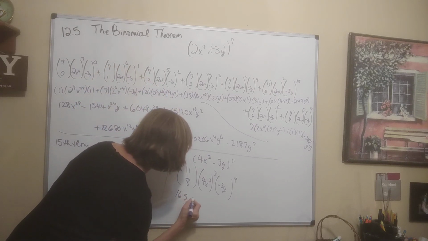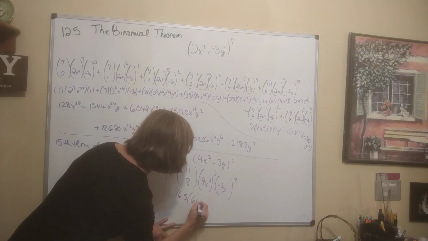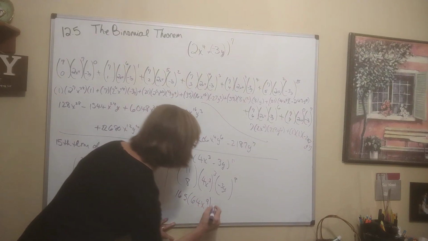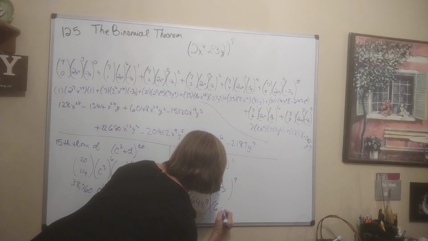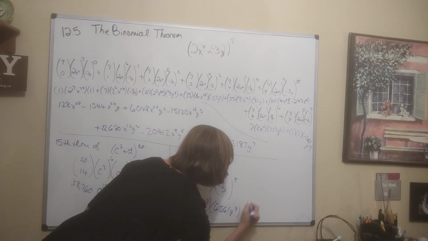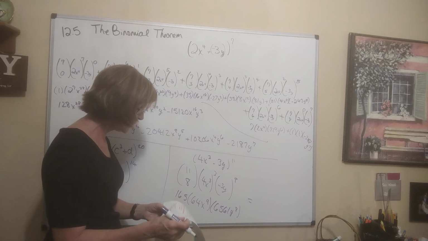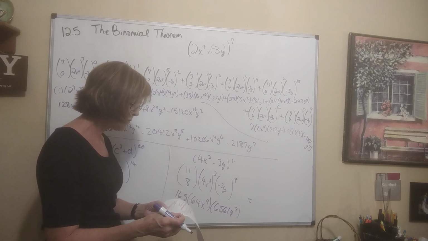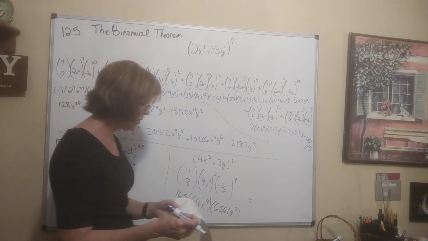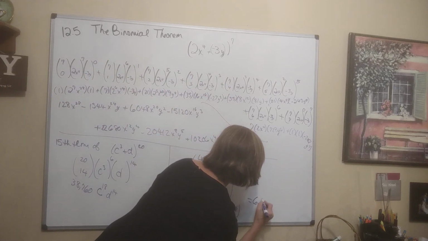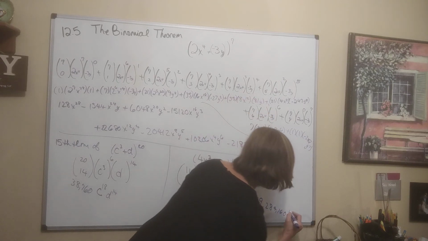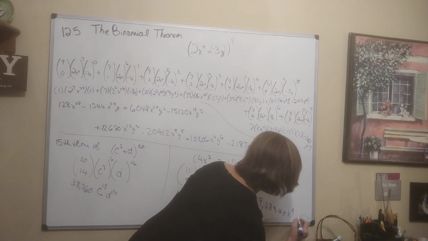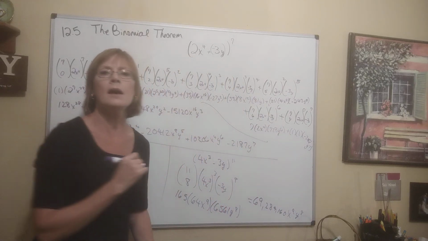You can use your calculator for that. 4 to the 3rd is 64. And this is going to be x to the 3 times 3, which is 9. Negative 3 to the 8th, I'd use my calculator: 6561, y to the 8th. If I multiply all my coefficients together, I get 69,284,160 x to the 9th, y to the 8th. That's the binomial theorem.